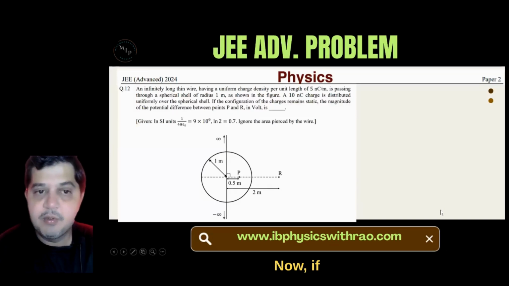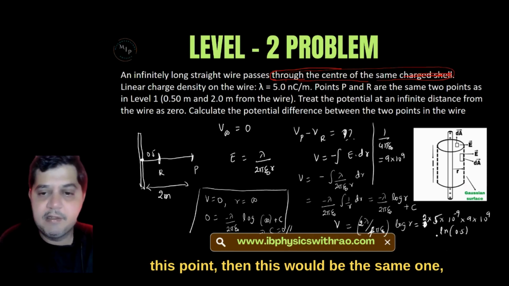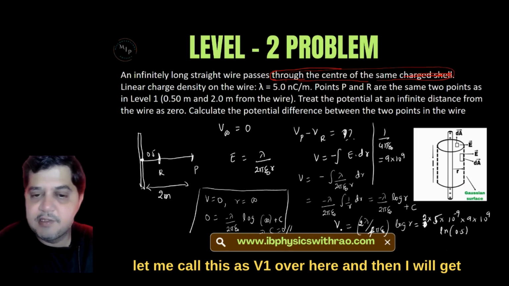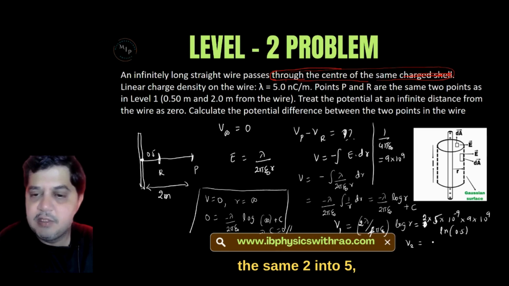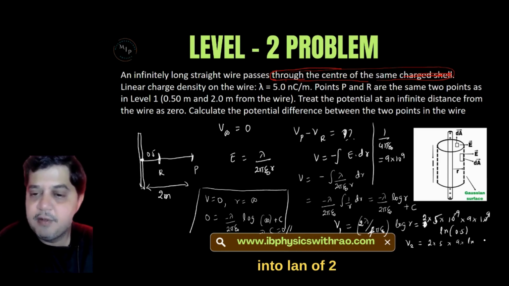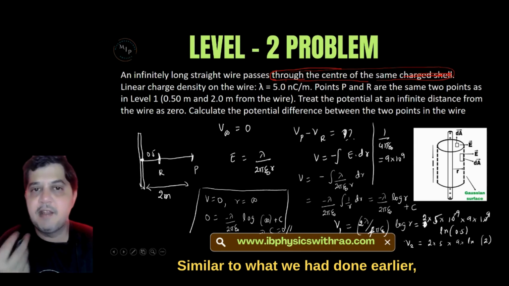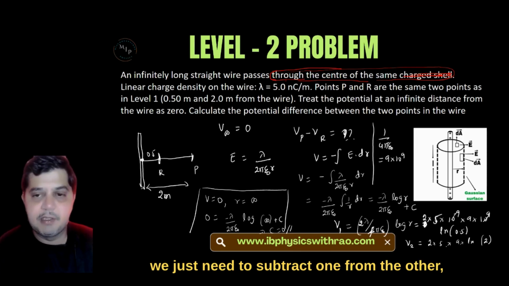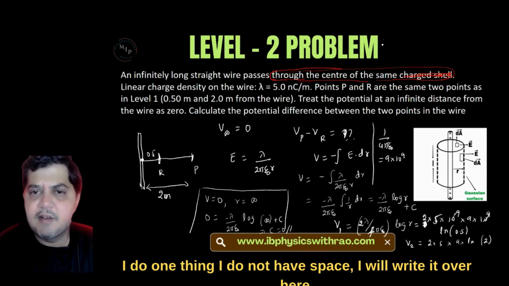Now if I want to find the potential at this point, then this would be the same one. Let me call this V1, and I'll get V2 over here, which would now be equal to the same 2 into 5, I'll write it down if you want, 2 into 5 into 9. This 2 goes away, into ln of 2 over here. And then what is it I need to do? Similar to what we had done earlier, we just need to subtract one from the other. V2 minus V1, if we do, we'll get the final answer. I don't have space, so I'll write it over here.